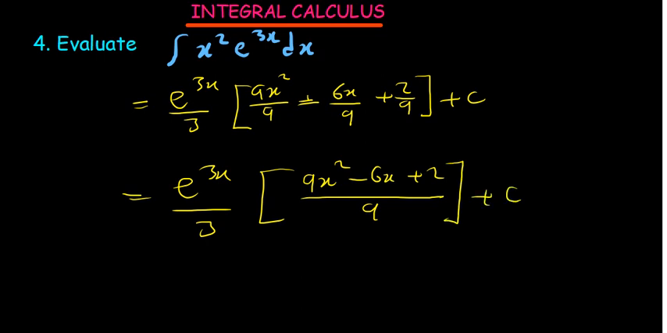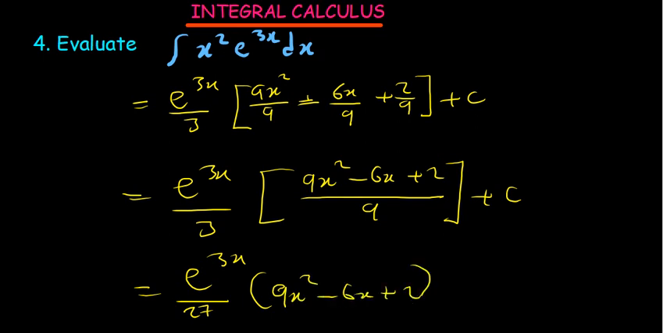Another way we can do it is just leave this as e to the power 3x over, multiply this 3 by this 9, that is going to be 27. And then in the brackets we're going to have 9x squared minus 6x plus 2, and then plus a constant c. So that is going to be it.